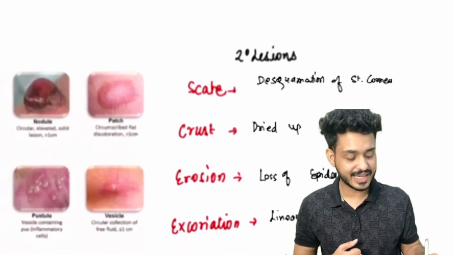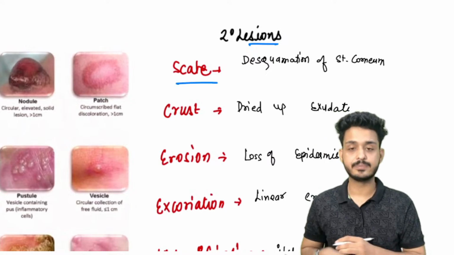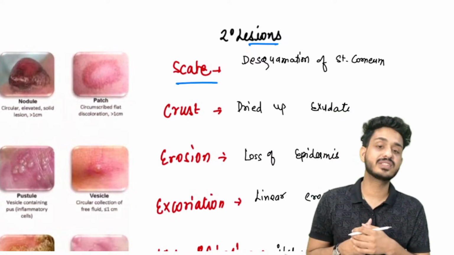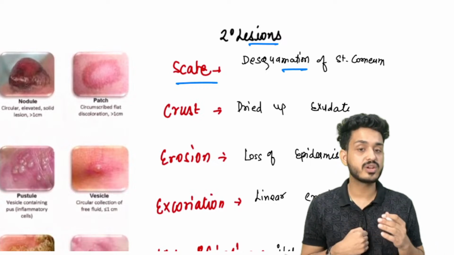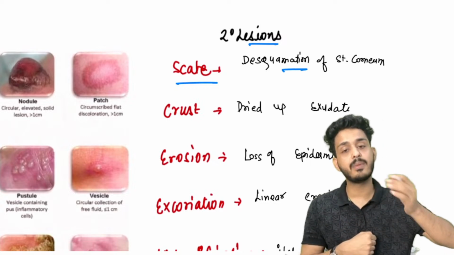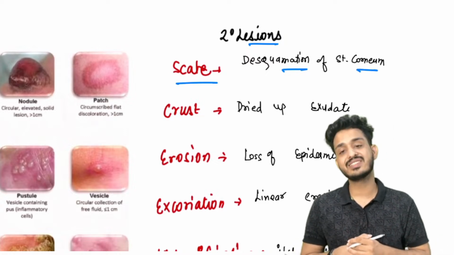First, let's see the secondary lesions. What secondary lesions are we having? First one is scaling. I have told you, it is desquamation of the stratum corneum. The stratum corneum comes out and sticks there. That desquamation of the stratum corneum is known as scaling.